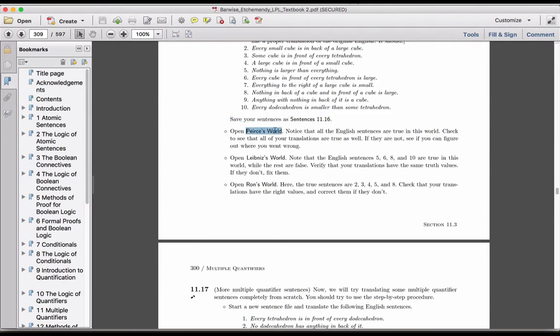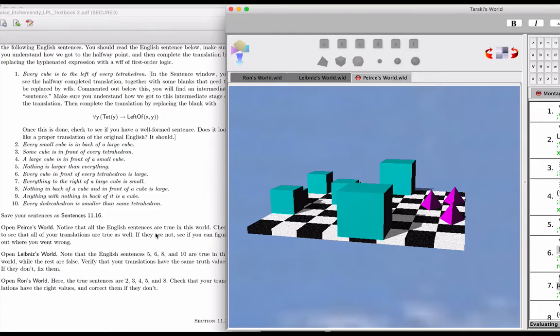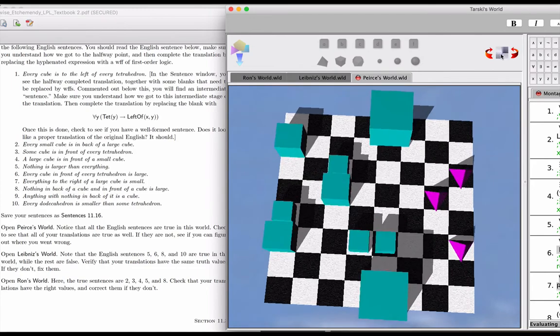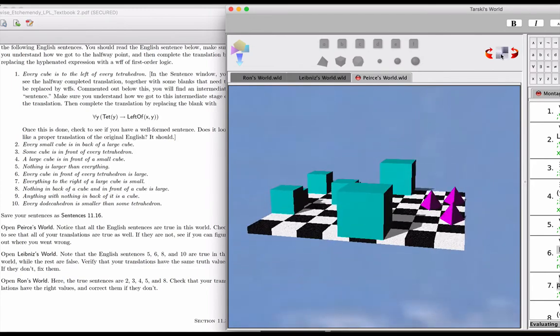All right, so we're going to open Peirce's world, Leibniz's world, and Ron's world. And I'm going to make sure that what we're asked to do once we open each world is visible to us so that we can go back and forth between the world and the sentences in question. All right, so we are supposed to notice that all the sentences in the ordinary English are true in this world. So let's read through them together. We can adjust the world in terms of the viewpoint, the visual perspective, as needed.